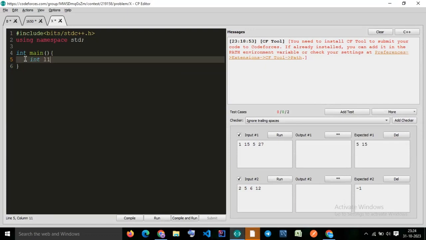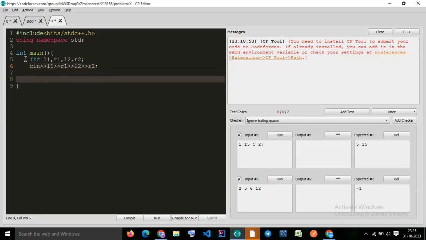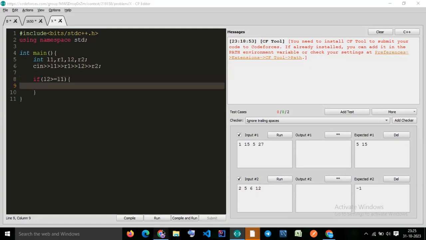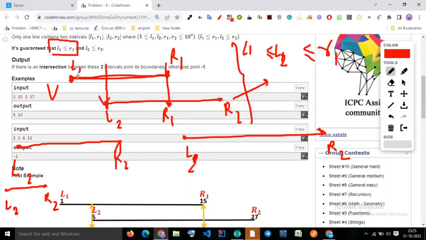int L1, R1, L2, R2. Okay, seen L1 R1 L2 R2. So the first test case is if L2 is greater than or equal to L1. Let's try this case. If L2 is greater than or equal to L1, okay? This one.